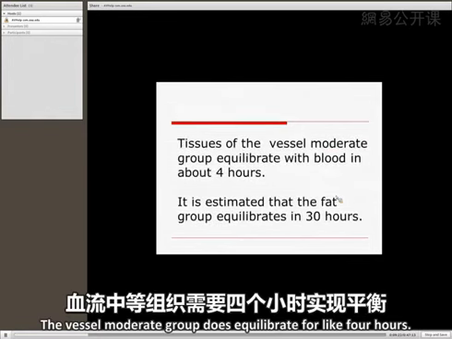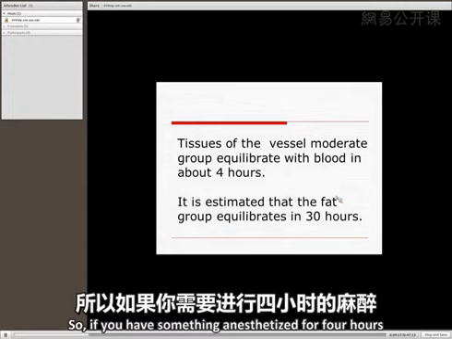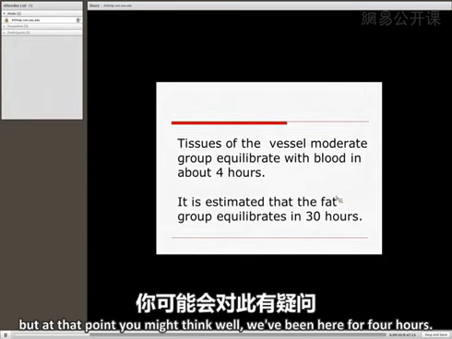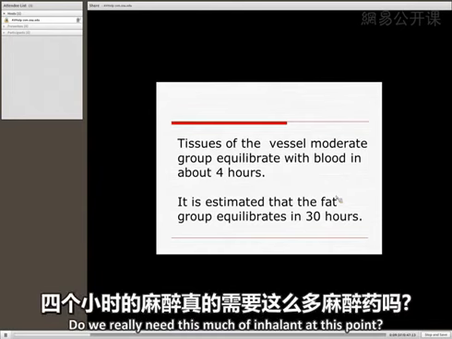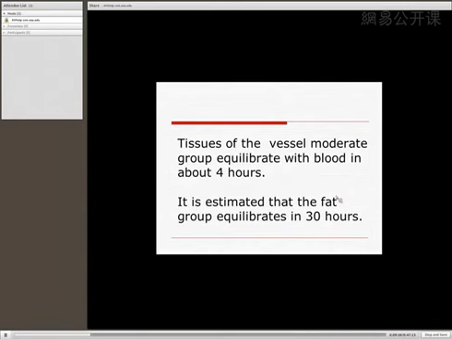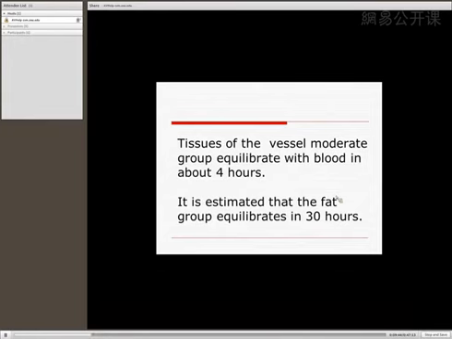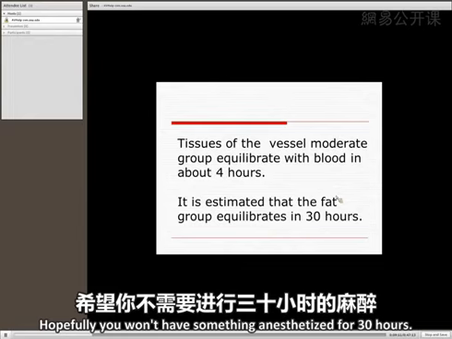The vessel-moderate group doesn't equilibrate for like 4 hours. So if you have something anesthetized for 4 hours, you might, at that point, well, you're constantly reevaluating, but at that point you might think, well, we've been here 4 hours. Do we really need this much inhalant at this point? Make an adjustment or think about it. The fat group, it's estimated that it equilibrates in 30 hours. Hopefully you won't have something anesthetized for 30 hours.